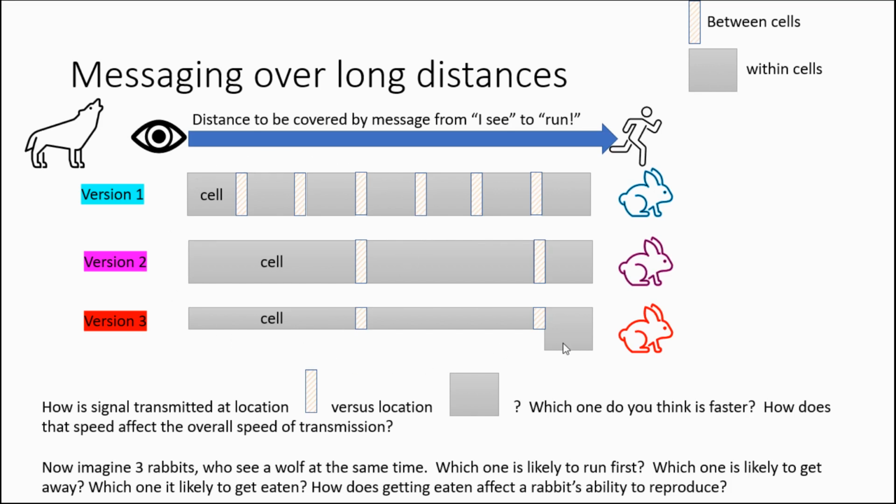And once you think about this, then let's think about if those three rabbits see the wolf at the same time, who's going to run first? And how does running first affect their ability to, number one, survive, and number two, reproduce? That's what I want you to think about.